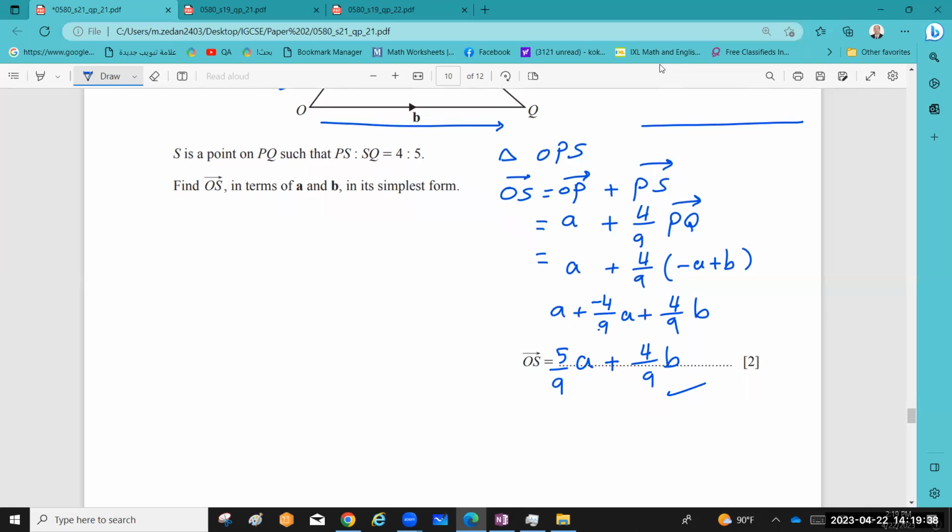So we depend on the theorem of adding two vectors. If you have a vector like this, A, and another vector in the same direction, B, the sum of them is the third side of the triangle in the opposite direction. This side is simply A plus B.